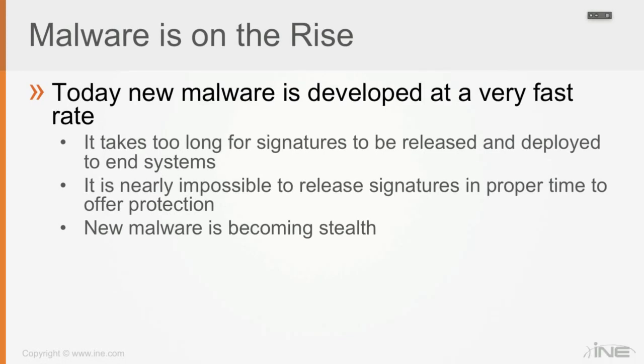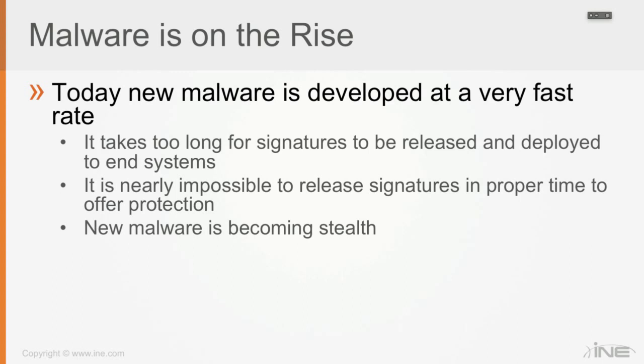And even though that's so, first of all, it takes too long for signatures to be released and deployed to end systems. And second of all, and most importantly, with a very fast rate of new malware showing up, hundreds or thousands of new malware show up on a daily basis. It is nearly impossible to have a huge team of engineers who do nothing else but release signatures in proper time to offer some kind of protection to their customers.